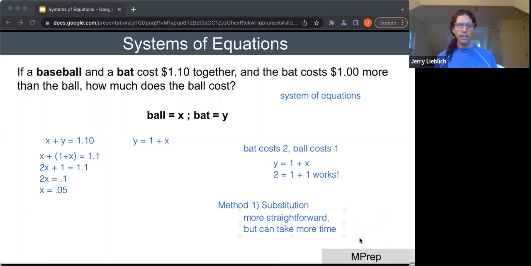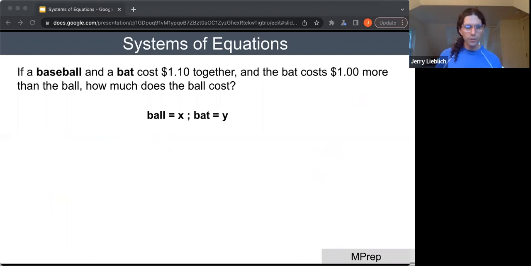And so I want to work with this first method a bit first before I introduce the second method, which is a little bit trickier to get the handle of, but it can be a lot quicker once you're good at it. So let's take a look at the substitution method a little bit more.